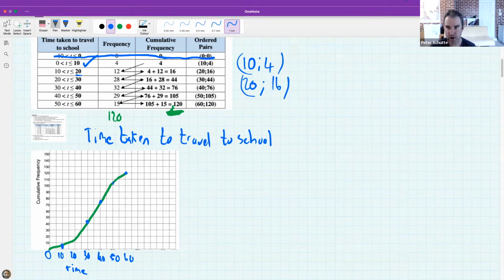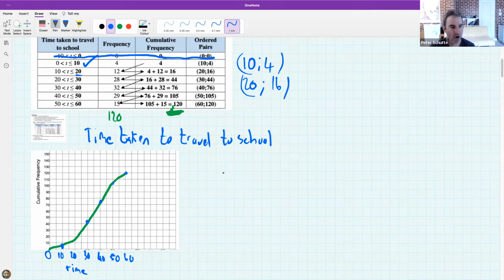I want to stop now and ask, are there any questions or comments about the process? Some of you might be seeing this for the first time. I've left out one little thing. There should be 16 over here. Are there any questions or comments? Don't be afraid to put it in the chat or raise your hand. I want to check that you know how to draw an ogive.